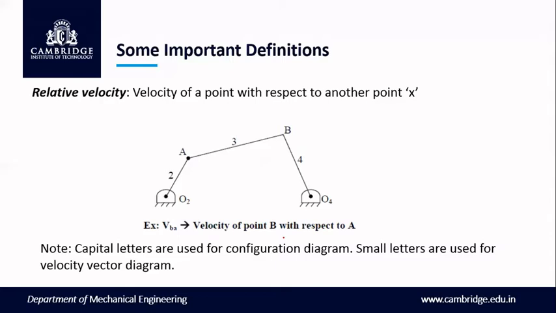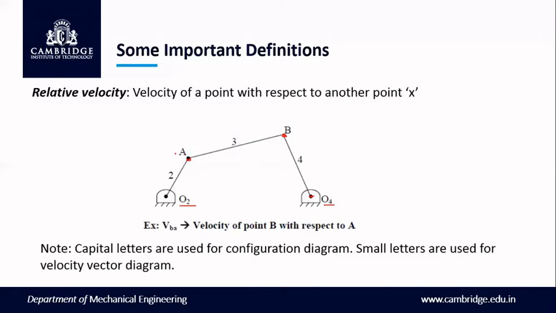The relative velocity of a point is with respect to any other point, not with respect to the fixed point. If you consider this 4-bar chain mechanism, we have two fixed points, that is O2 and O4. The velocity of A with respect to O2 will be the absolute velocity. The velocity of point B with respect to O4 is also absolute velocity. But the velocity of point B with respect to A will be the relative velocity.